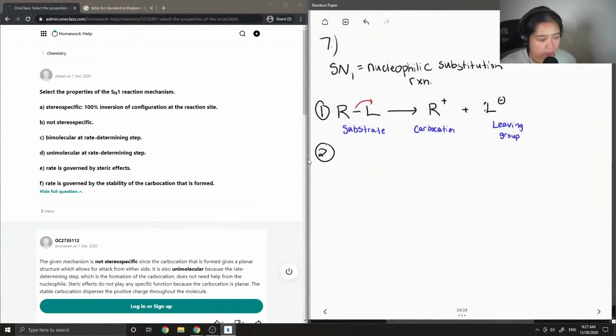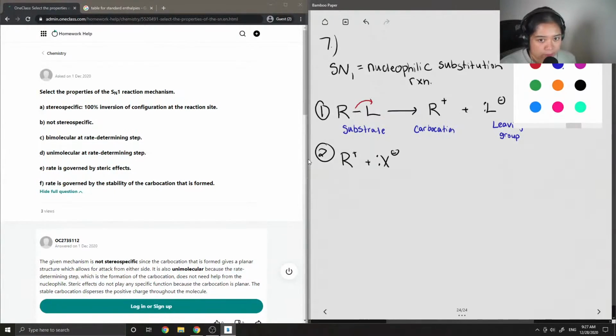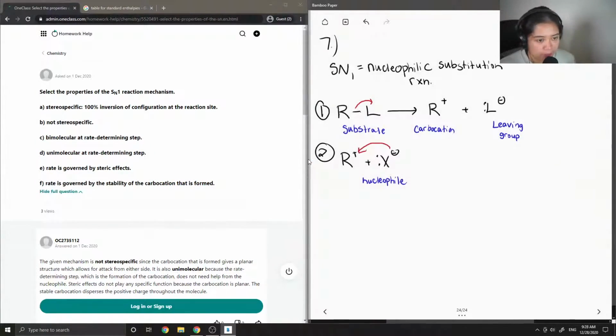Okay, so step 2 of this reaction is when we have our carbocation that reacts with a nucleophile that can be like a halide. So this is our nucleophile. Okay, so the negative charge comes in to neutralize the positive charge of our carbocation. And then we are left with our product.